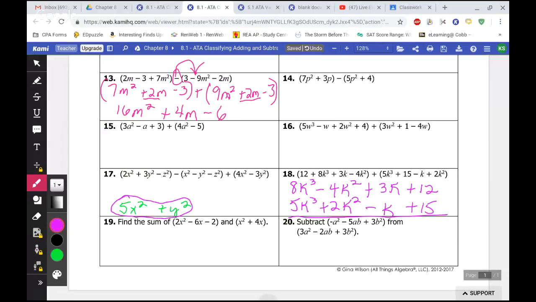Just double checking myself. Okay, so 8k cubed plus 5k cubed is 13k cubed. Negative 4k squared plus 2k squared is minus 2k squared. 3k minus 1k is a positive 2k. And 12 plus 15 is 27. So the answer for number 18 is this.